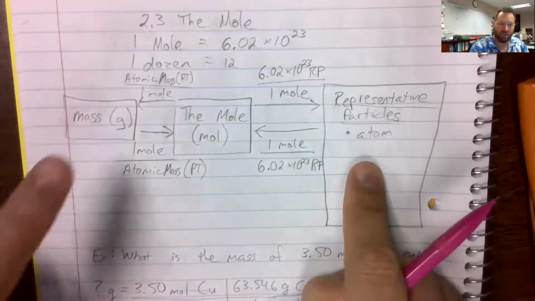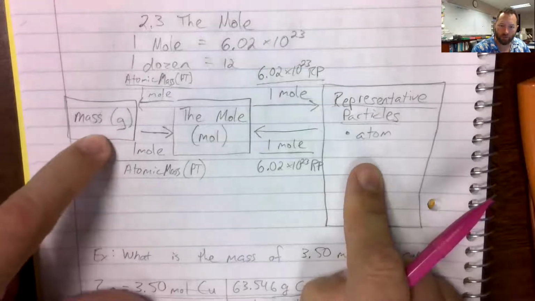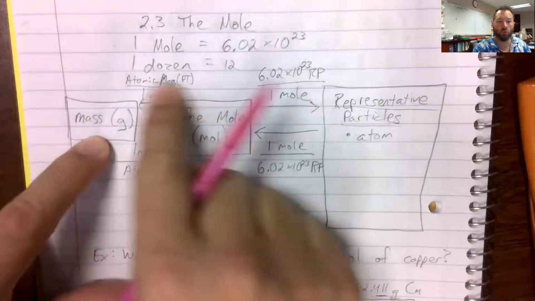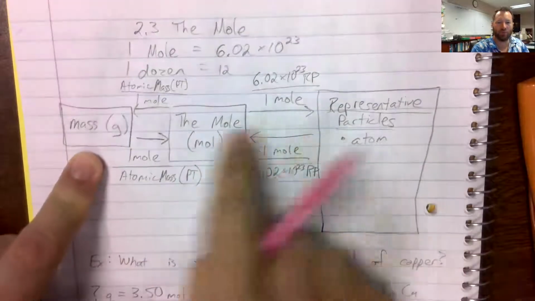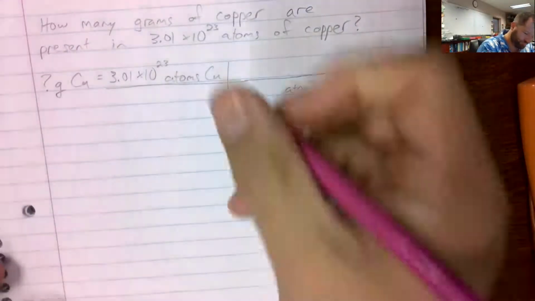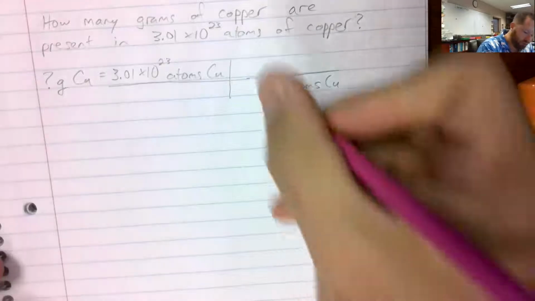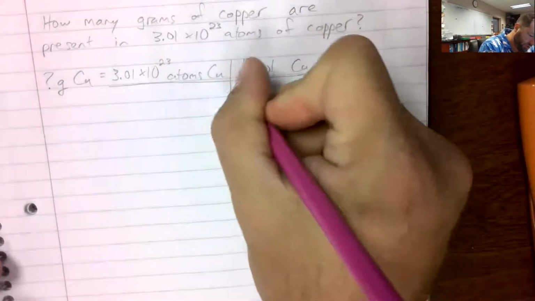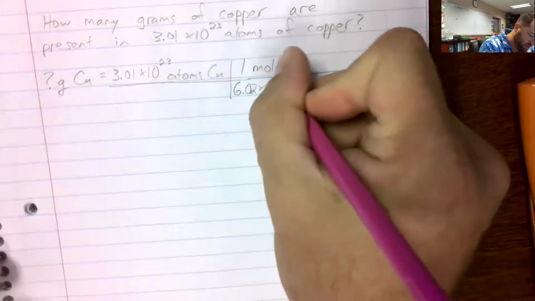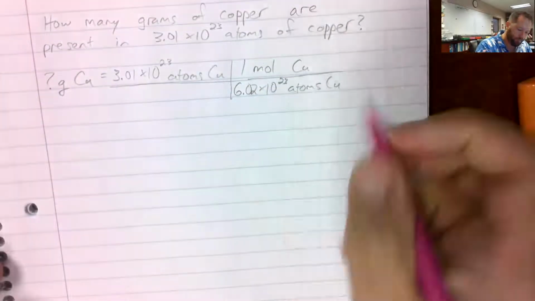I have atoms. In this particular problem, we're looking for grams. We're going to need to make 2 steps. It's not going to be a single step problem. It's going to take 2 steps. We're going to get the mole first, then we'll get to grams. So first step, 1 mole of copper has 6.02 times 10 to the 23rd atoms of copper.